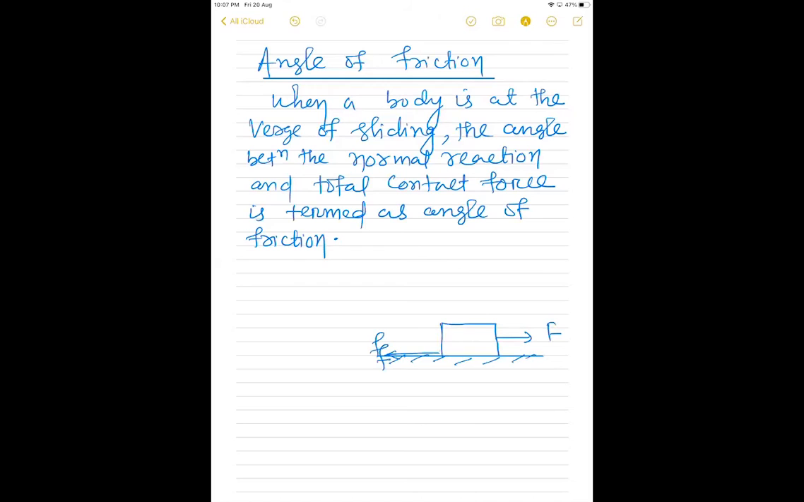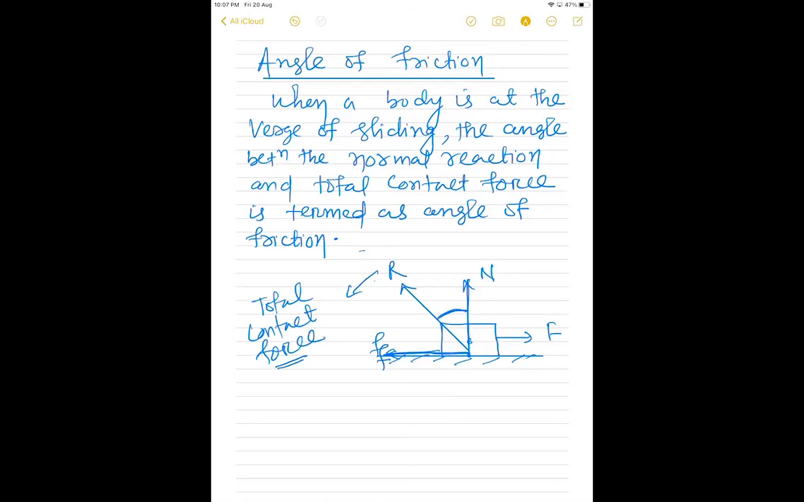this direction. Force of friction will act in this direction, and the normal force is acting vertically upward. This is the normal force, this is the force of friction. So the net force that is acting here is R. Getting, students? R is the total contact force. This R is the net contact force, right? I had explained it yesterday.